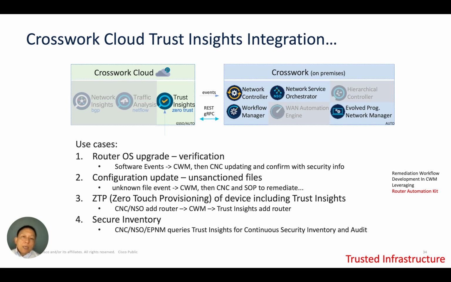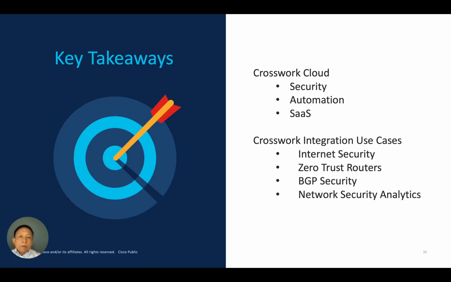And then the fourth use case is, because we are the security source of truth for the network hardware integrity checking, the KGBs and whatnot, CNC, NSO, EPNM can query the Trust Insights API, some of them to be built, to see the security information that they have, because we are a security solution from the ground up, so we can verify the security integrity of the boxes and do continuous audit. Okay, great. I think for now, that is the three solutions.